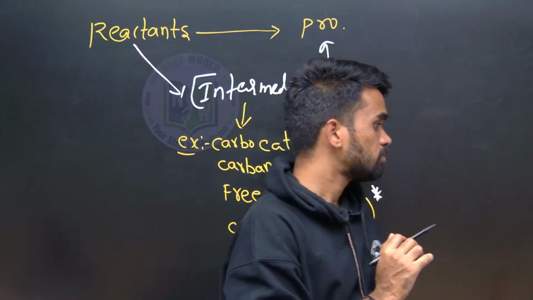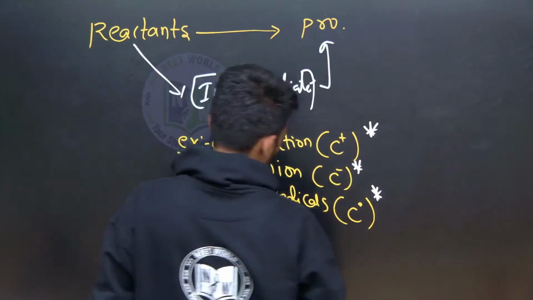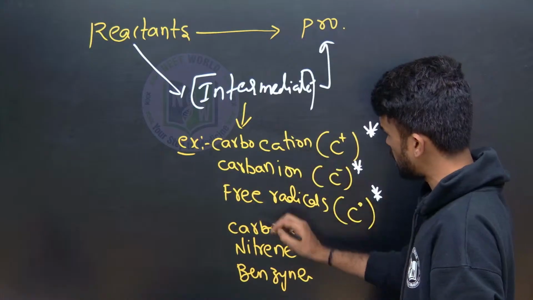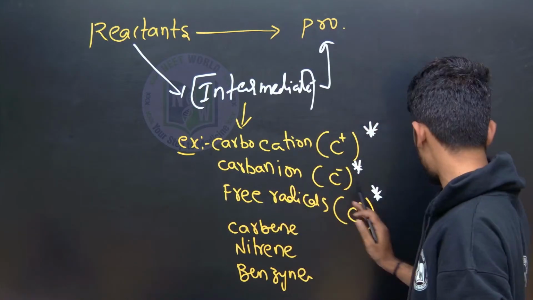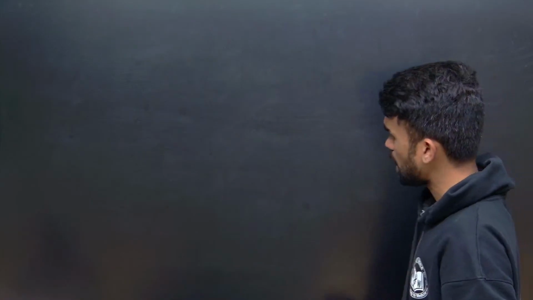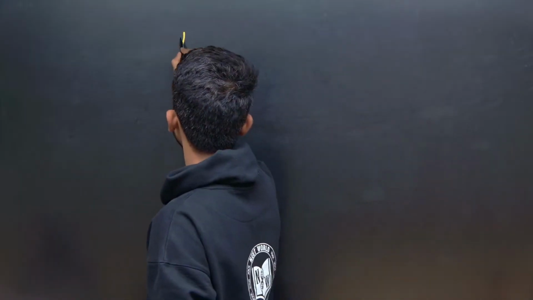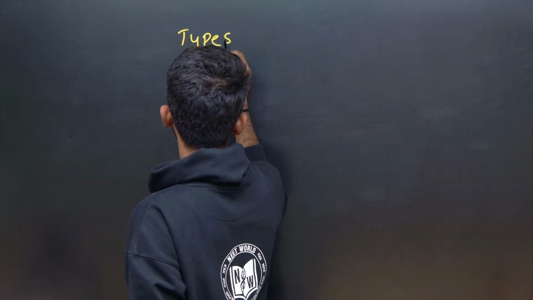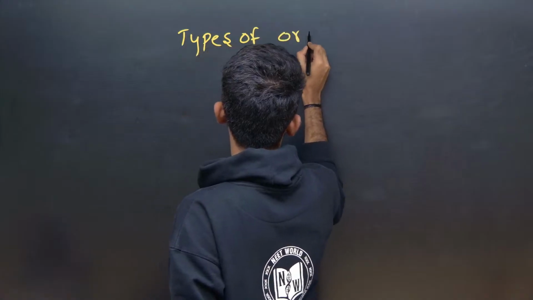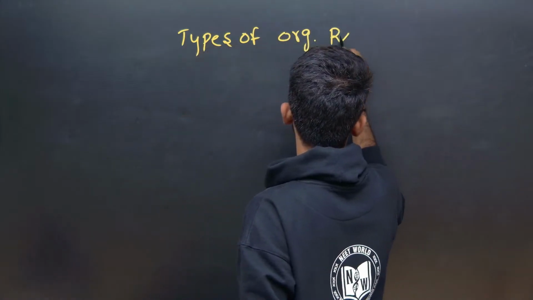So these are the intermediates we have, and we will be discussing them too. Now once again we will be discussing what the types of organic reactions are.